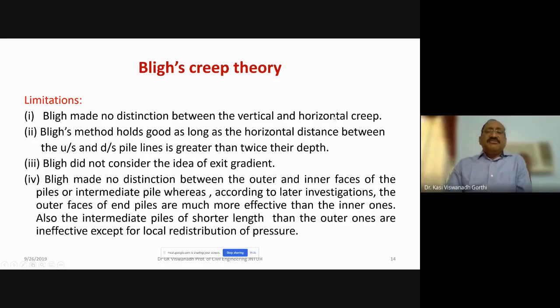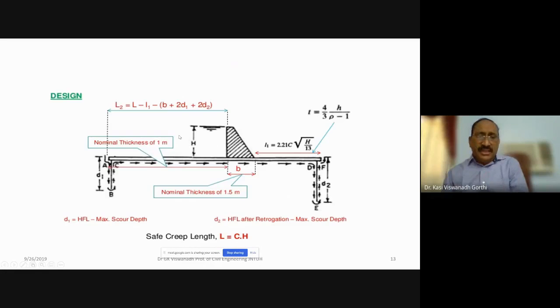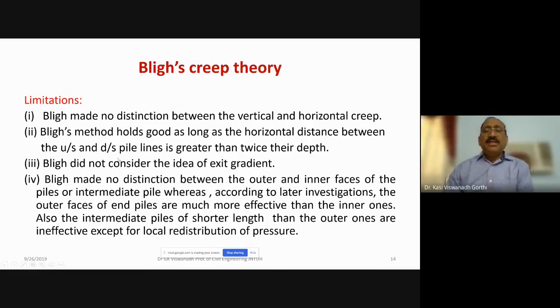The limitations of this Bligh's creep theory are: Bligh made no distinction between the vertical and horizontal creep. This is what we have seen here also. When you are taking the total length of the creep, it is simply the sum of the horizontal creep and the vertical creep. There is no distinction made between the vertical and horizontal creep. Bligh's method holds good as long as the horizontal distance between the upstream and downstream pile lines is greater than twice their depth. In such a case only, Bligh's theory gives a satisfactory result.